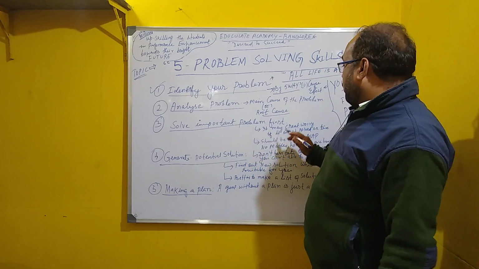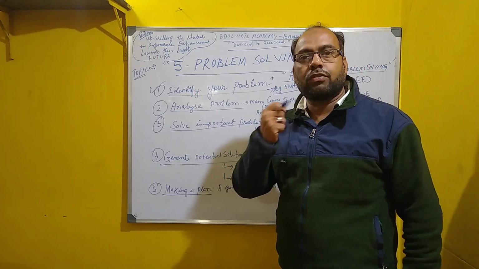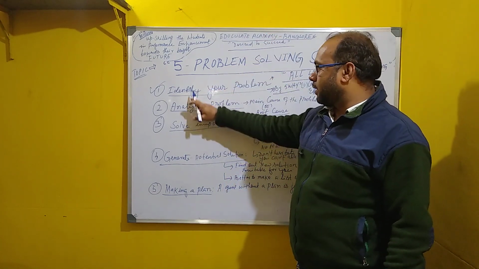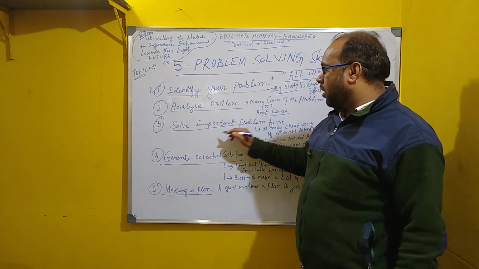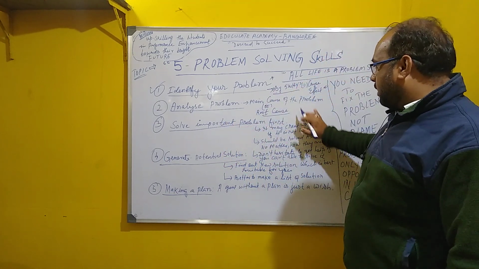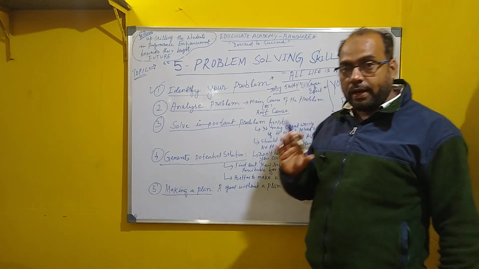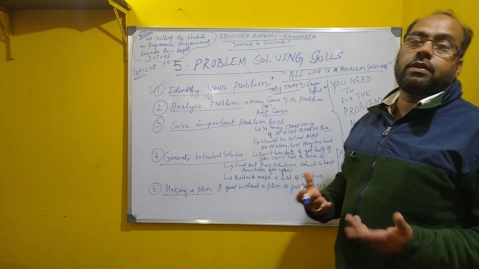Anyway, you need not be away from any kind of problem. You should accept it and try to solve it in the right direction. So these are the steps I am going to explain. The first step is identify your problem. The second one is analyze problem. The third one, solve important problem. Here we see that it may create worry if it is not solved on time. The problem should be solved on time, otherwise it may create some worry.